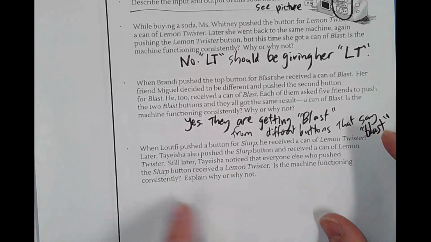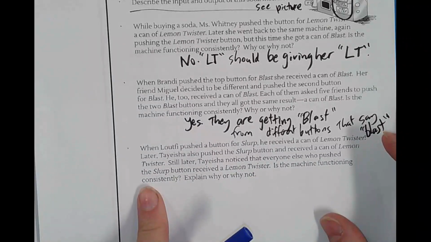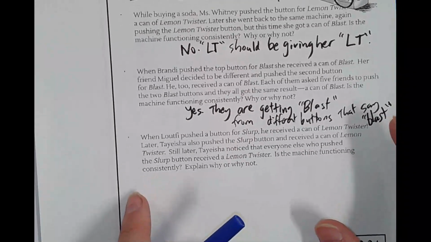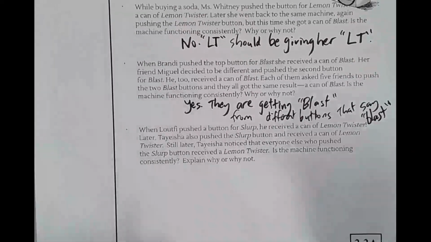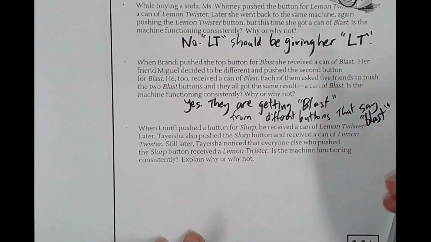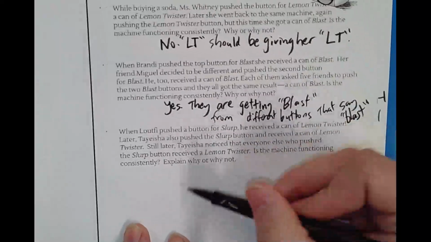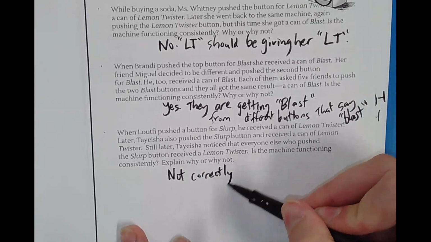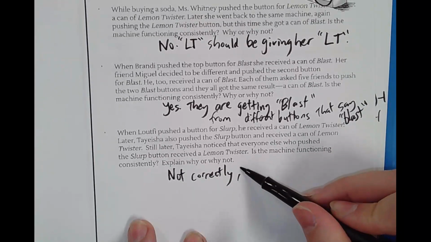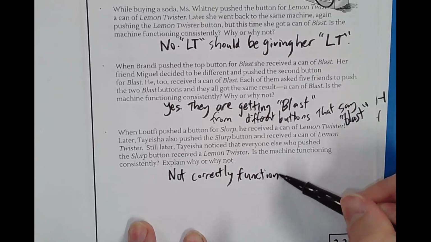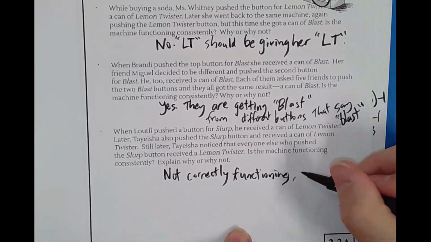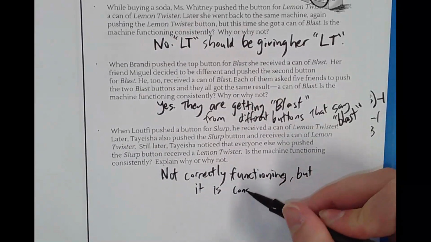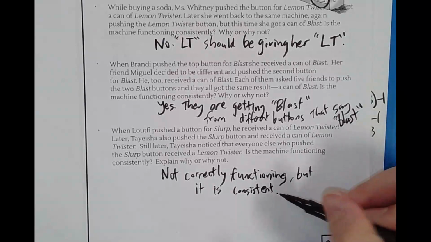Is the machine functioning consistently? Here's the thing, you're pressing different buttons and everything's getting you lemon twister. How would you describe that answer? Yes or no, why or why not? I would not call it functioning correctly, but it would be consistent. So you'd say not correctly? Not correctly functioning. But, just a little note, it is consistent. That's a good answer.